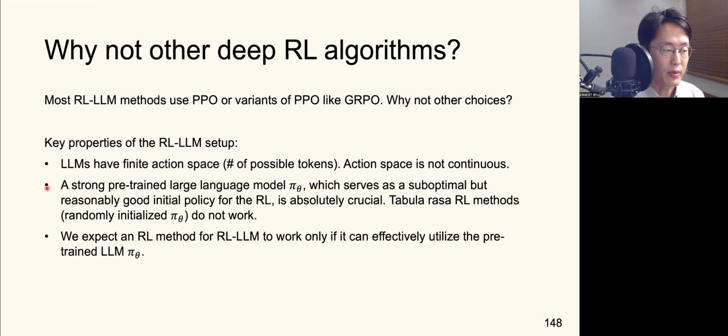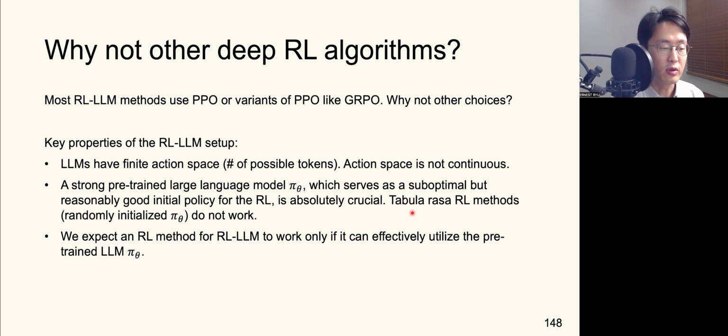Another crucial property is that we actually have a very powerful pre-trained large language model pi theta, which serves as a suboptimal but reasonably good initial policy for the reinforcement learning that we are about to do. And that is an absolutely crucial component of RL-LLM. In fact, if you just try tabula rasa RL methods, so this means you just randomly initialize a policy or a language model and just try to do pure RL, that's just not going to work. There's no chance that it works.